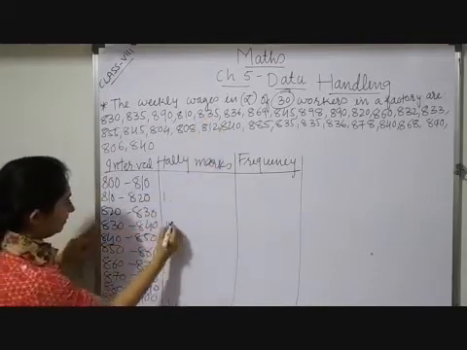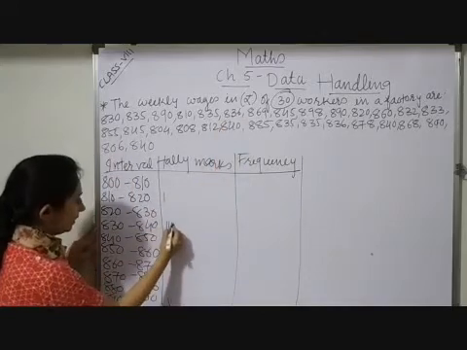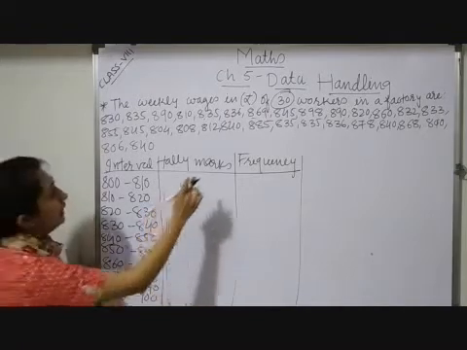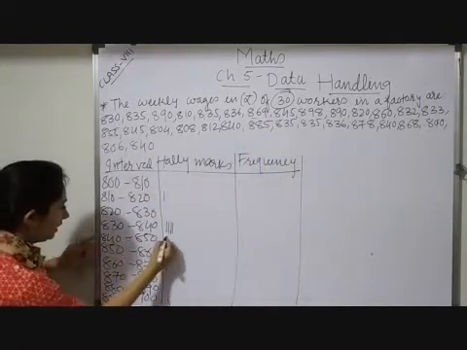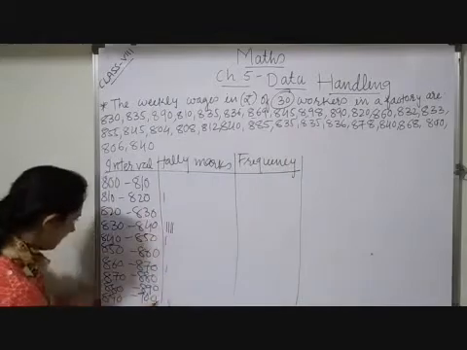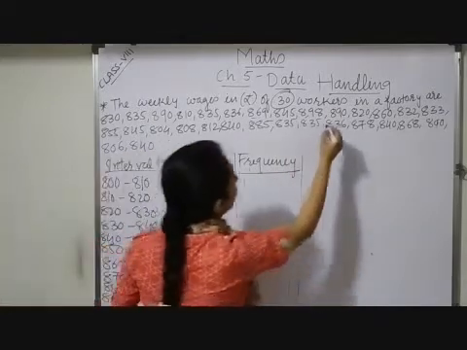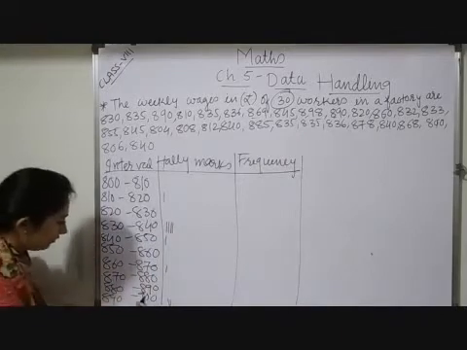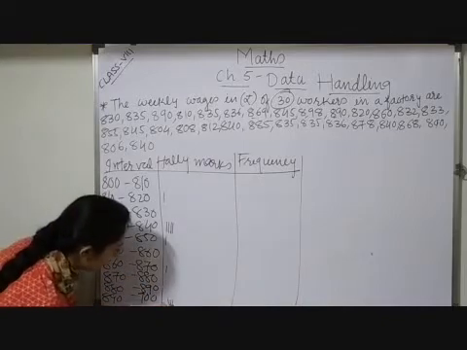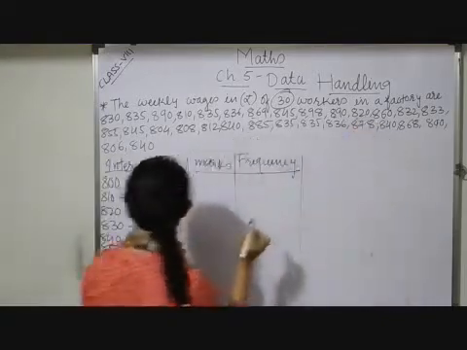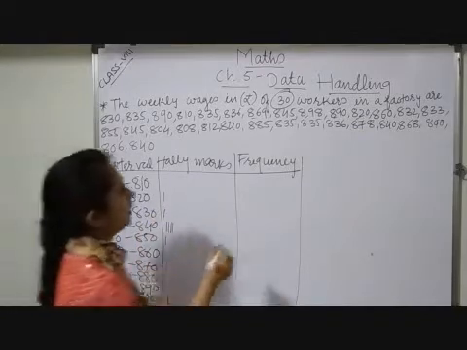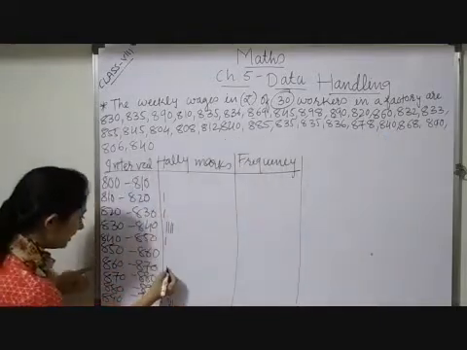835 will again come here. 836 again here. Then 869 will be here. After that 845: in the range 840 to 850, 845 will come. Then 898, obviously in the last interval. Then 890. Now again there will be confusion: the upper limit is there, the lower limit is there, so we have to represent it in the lower limit interval. Then 820. So 820 will come in the third interval, not in the second interval. After that 860 will be here.